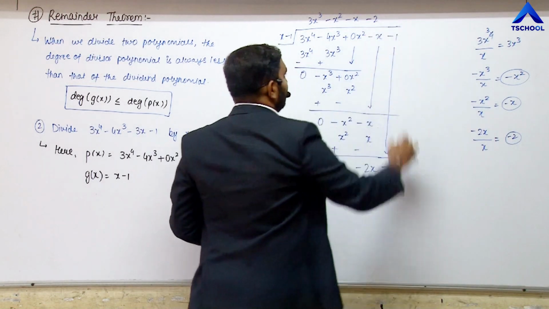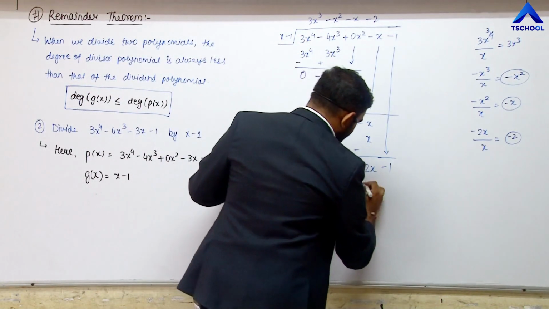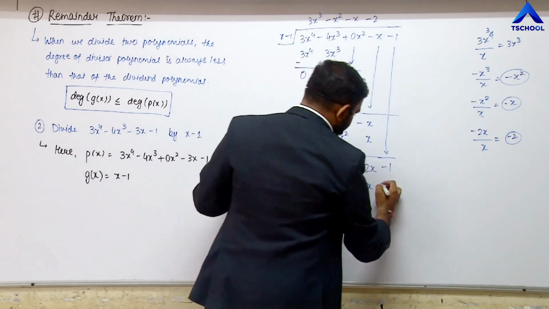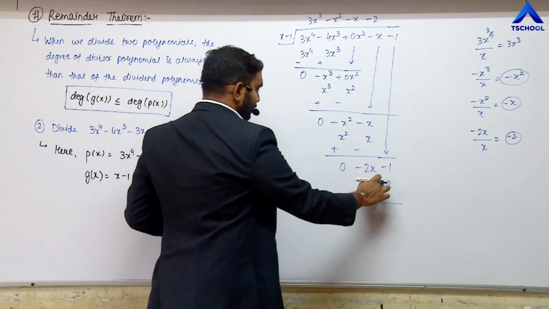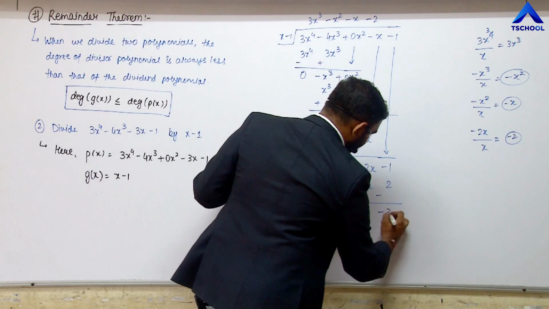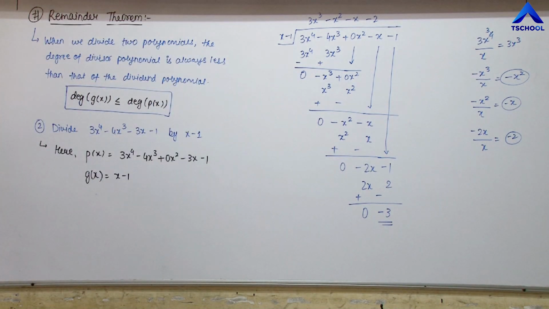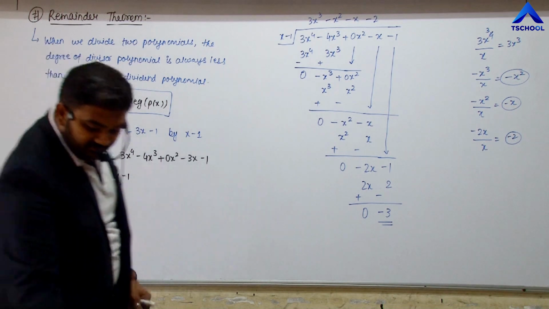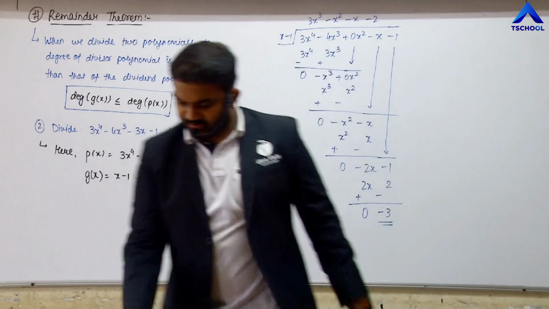So we shall multiply the whole divisor with minus 2. Minus 2 into x, that is minus 2x, minus 2 into minus 1, that is plus 2. Again change of sign, minus becomes plus and plus becomes minus. Minus 2x plus 2x is 0, minus 1 minus 2 is minus 3. So after performing this whole division, we came to the conclusion that the remainder when we divide this p of x by g of x is minus 3. Okay friends, so here we performed the long division and we found out that the remainder is minus 3, right?